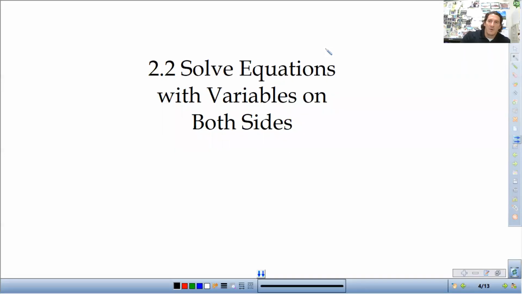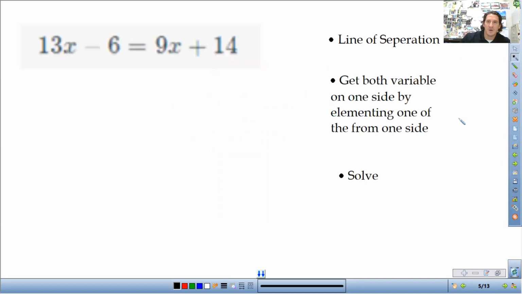All right, IM1 classes. Today we're going to continue solving equations. This time we're going to look at equations with variables on both sides and how to handle that. So let's get right into it.